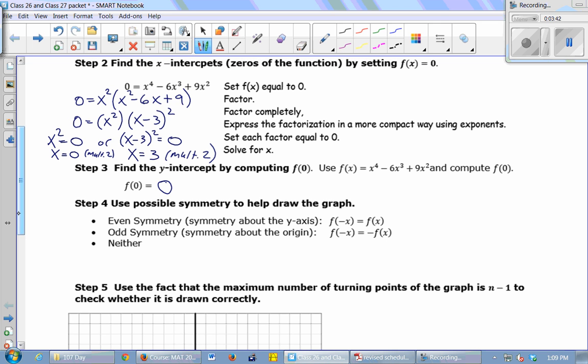So a shortcut for polynomials: remember the definition of even was that f of negative x equals f of x. The definition of odd is that f of negative x is negative f of x. But the reason they're called even and odd has to do with the exponents in polynomials. For a polynomial function to be even, every exponent has to be even. So look at the original polynomial. Is every exponent even? No. Is every exponent odd? No. Then this is neither even nor odd. Symmetry is not going to help us draw this one.